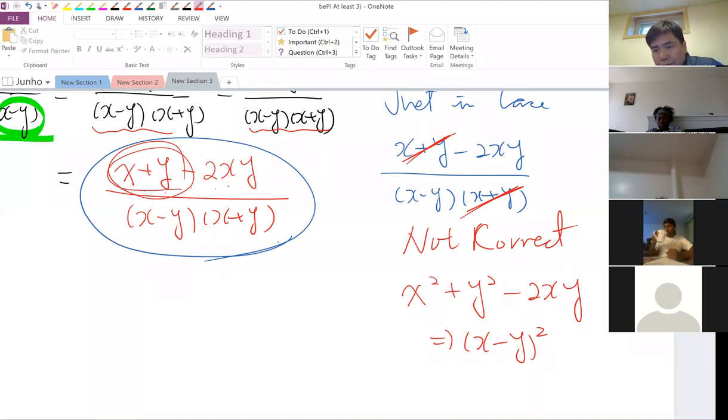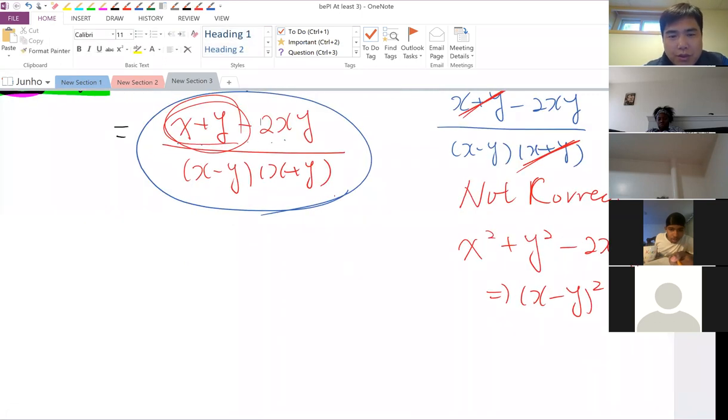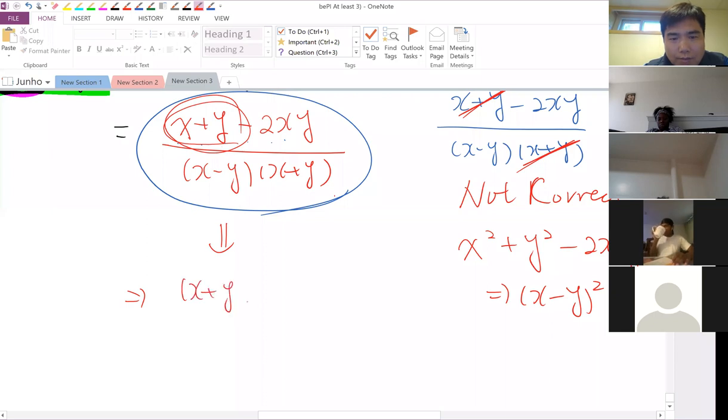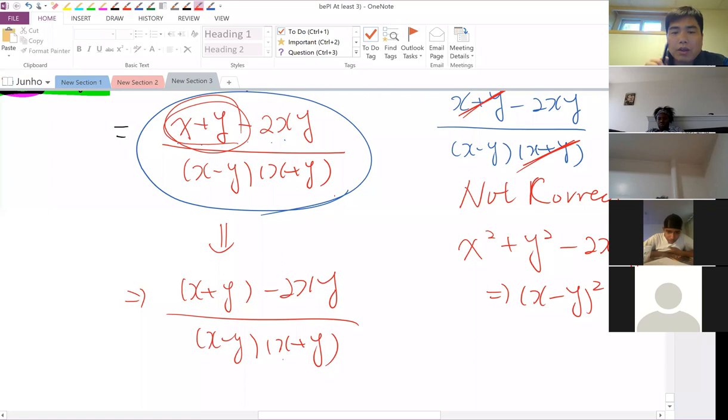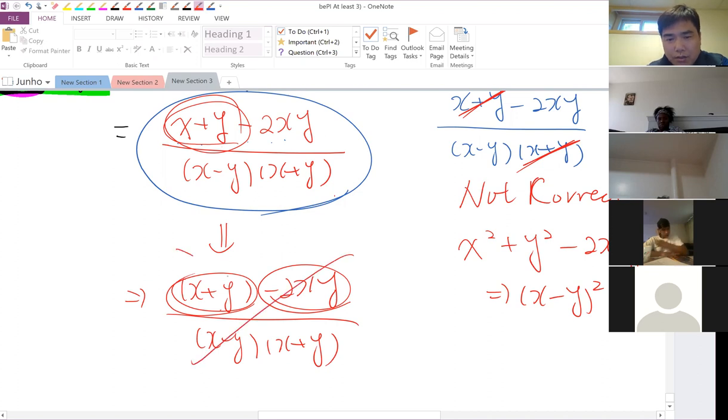Yes, Mohammed? So you said the reason you wouldn't cancel out the x plus y is because on top is a trinomial. But if it was in parentheses by itself, you could cancel it out. Oh, that's also a great question. So what if we have x plus y minus 2xy over x minus y times x plus y? That's what you mean, right? Yeah. Okay, even this top is a binomial there: one term, another term. So you cannot do that either. Not multiplicative. So this is not allowed either, okay? You cannot do that.